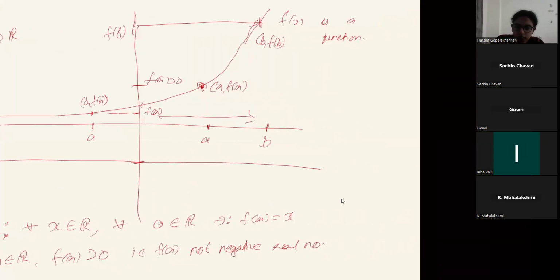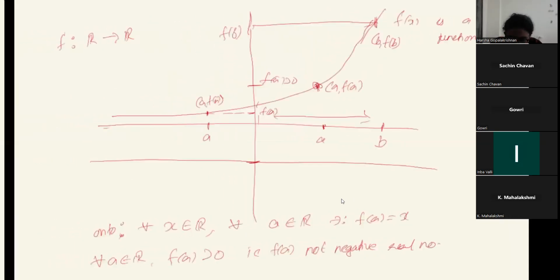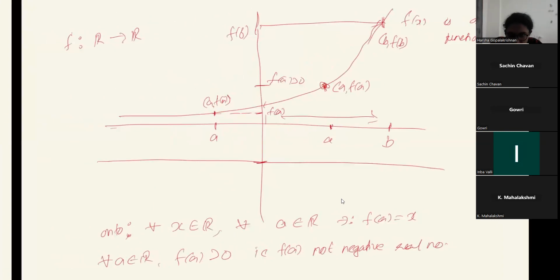So for onto, there must be a line on the negative side, na? The function must be in both positive and negative. Can you repeat, madam? For onto to be true, the function must be on the positive side as well as on the negative side, na?